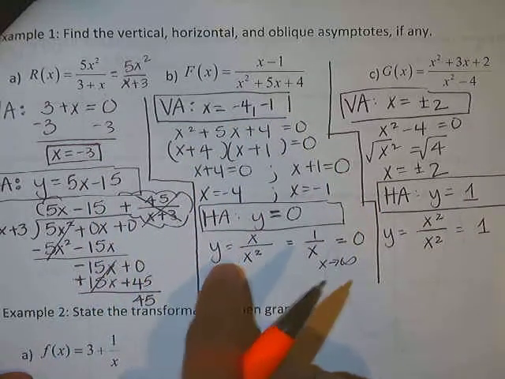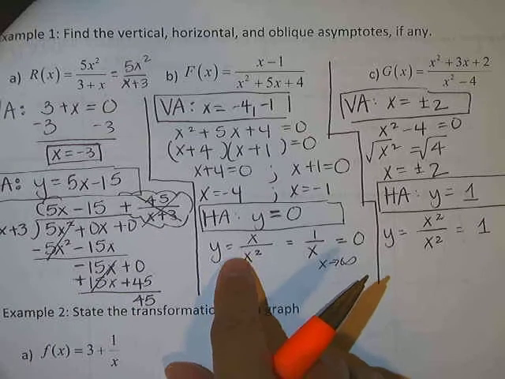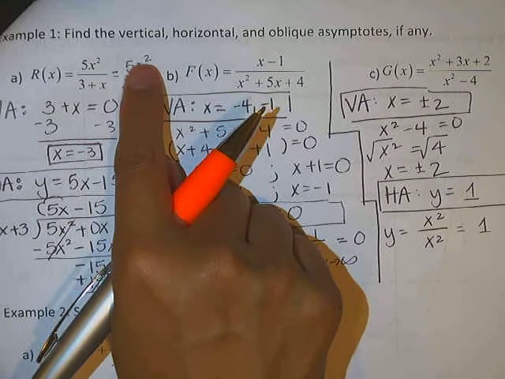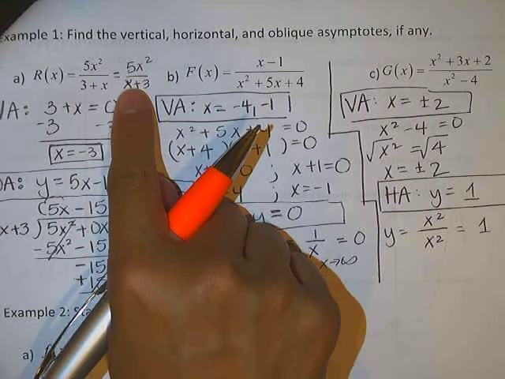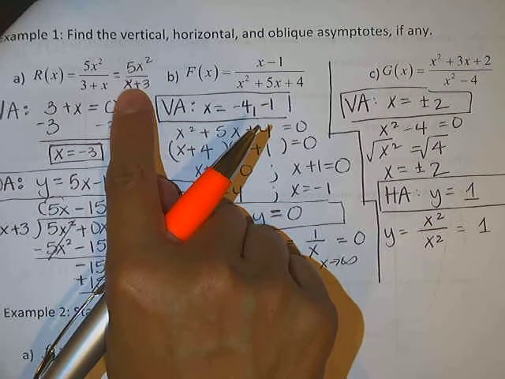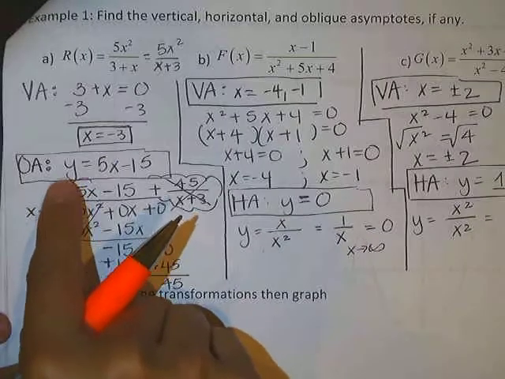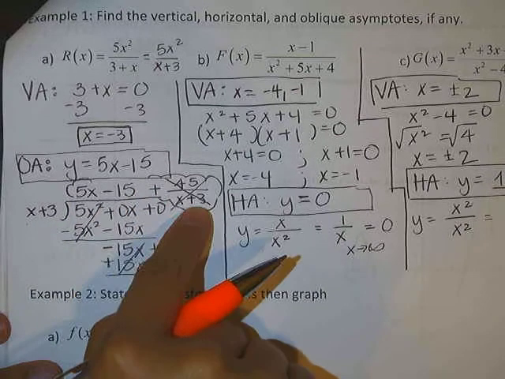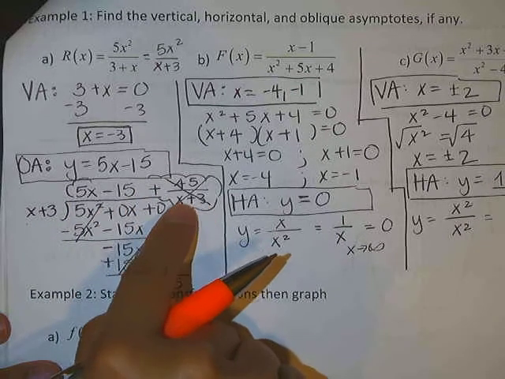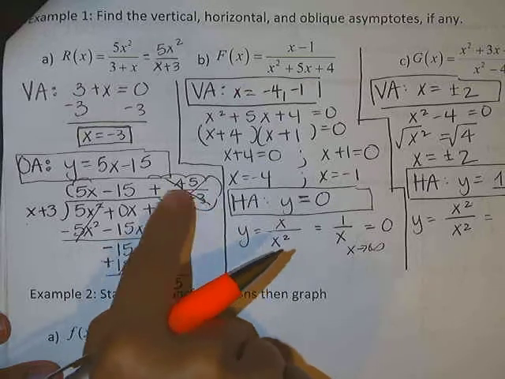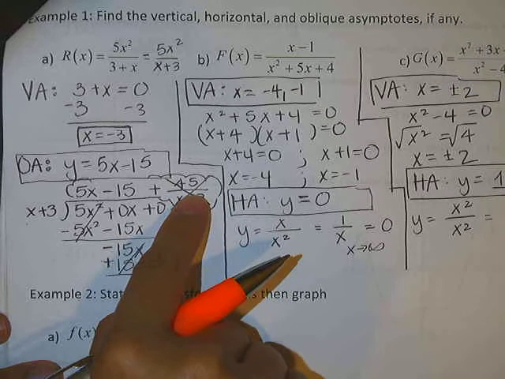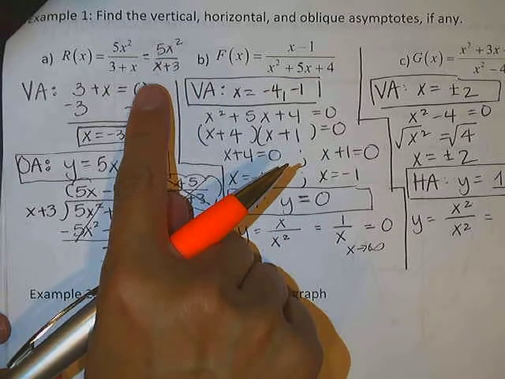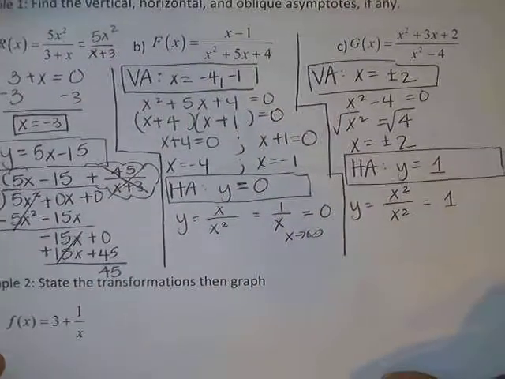Now, how do I know when I have an oblique? You have an oblique asymptote when the degree on the top is higher than the degree on the bottom. You only pick one term. If that's the case, you're going to have an oblique asymptote, and you have to do long division. In long division, you're going to ignore the remainder because as x approaches infinity, this gets closer and closer to 0. So an oblique asymptote is when the degree on the top is higher than the degree on the bottom.